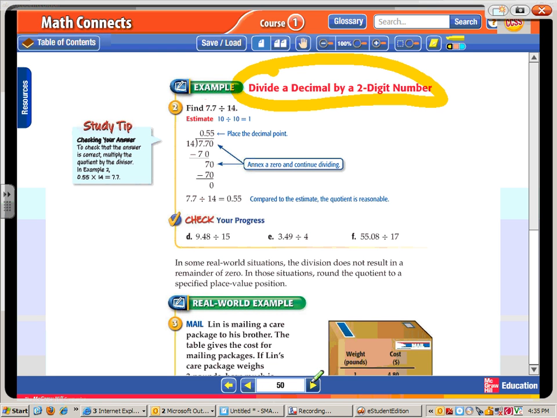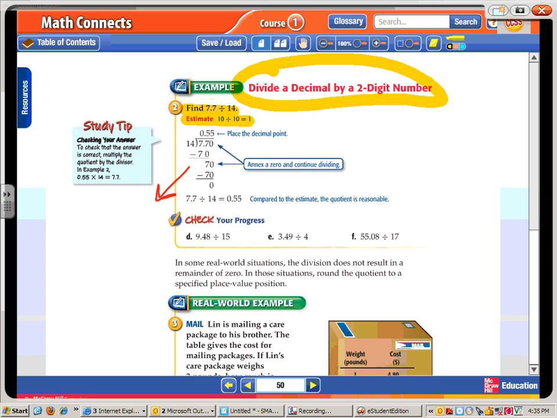It just takes a little bit longer, a little more estimation, and maybe some multiplication work on the side to figure out what's the best. All right, so let's look at this first one. Find 7 and 7/10 divided by 14. They put an estimate there for you. 10 divided by 10 is 1, so it needs to be close to 1, or it's going to be about 1.